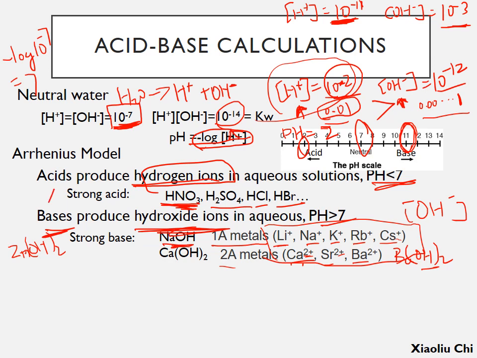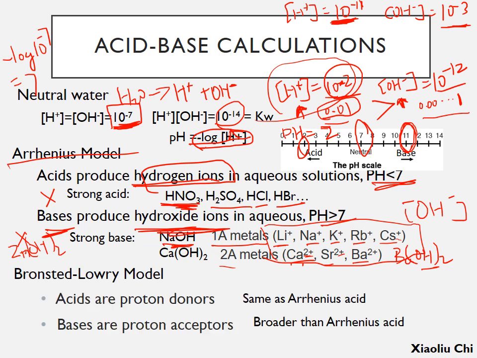All right, strong acid, strong base. And these are under the definition of the Arrhenius model. Now, there are other models, for example, the Bronsted-Lowry model. In this model, the acid definition is similar to Arrhenius, in that acids produce protons. So acid is the same.